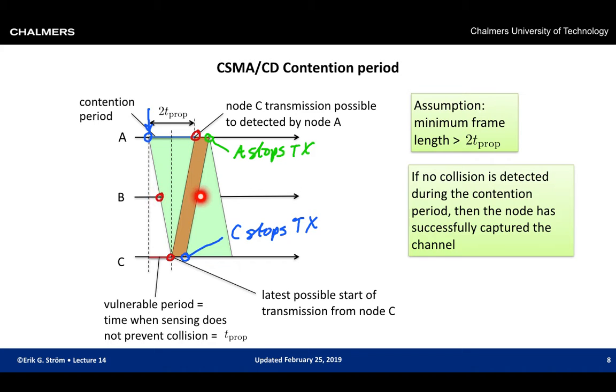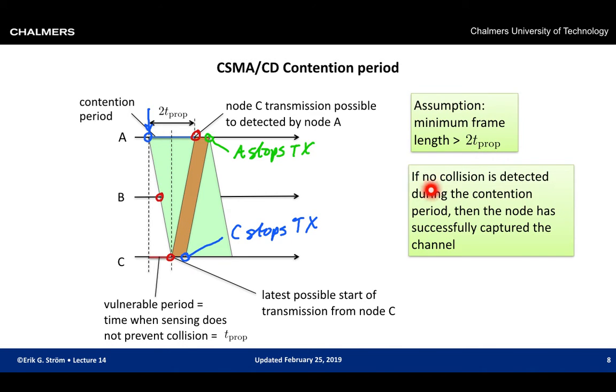And it will not then be able to detect a collision at node B. So we need a minimum frame duration of at least 2t_prop for collision detection to work. This is a crucial thing: there is a minimum frame duration, and we will see how that is implemented in Ethernet in a while.